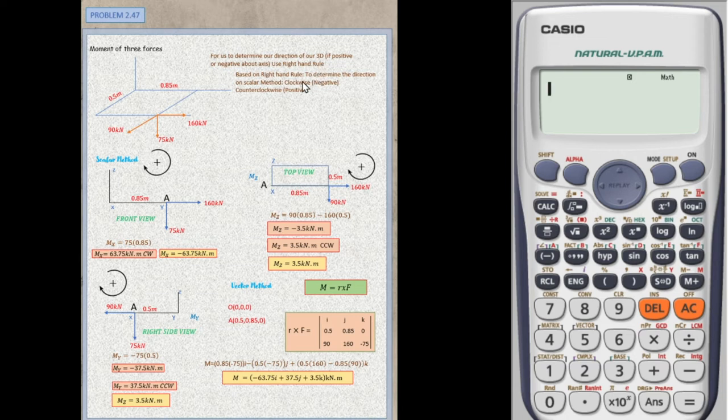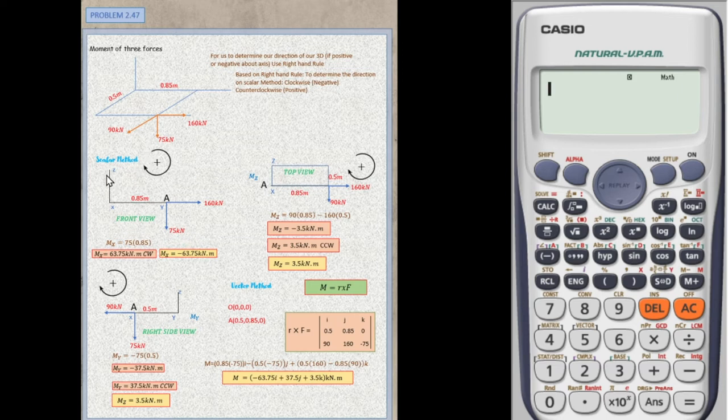Based on the right hand rule to determine the direction in the scalar method, when it is clockwise, it is negative, and when it is counterclockwise, it is positive. So here, guys, I assumed clockwise positive and it gives me a positive answer. Therefore, my assumption is in the clockwise direction. And since it is clockwise, based on the right-hand rule, it is in the negative direction. So I hope that clears things up.